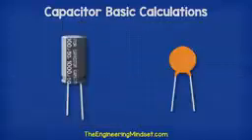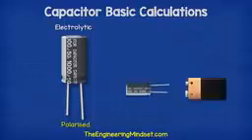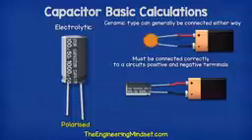Capacitors typically look something like this. We have an electrolytic and a ceramic type capacitor. The electrolytic is polarized, meaning one side must be connected to the positive and the other side must be connected to the negative. The ceramic type can generally be connected either way.